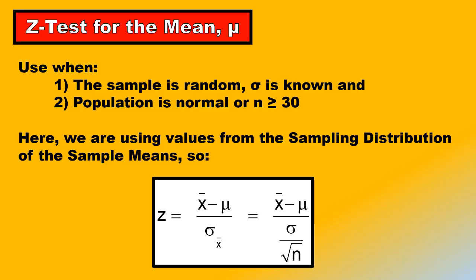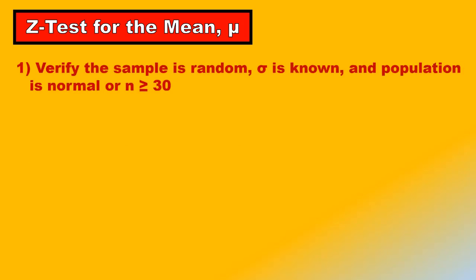So what's our process? First thing we're going to do is verify that the sample is random, sigma is known, and the population is normal, or n is greater than or equal to 30. Next, we're going to state our hypotheses, H0 and HA.